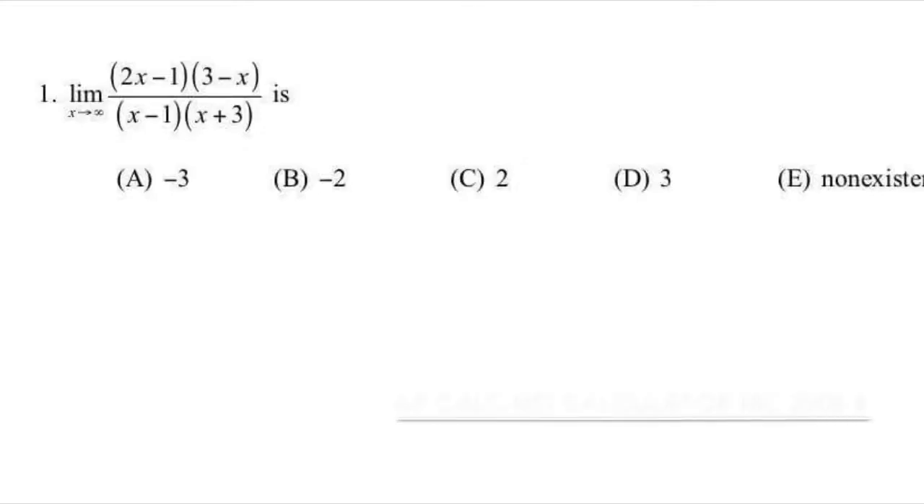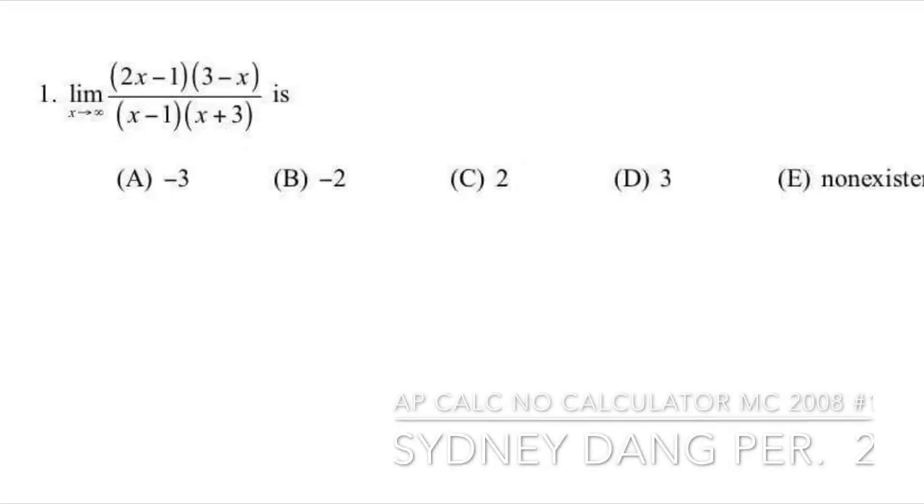So today we are doing the 2008 multiple choice question from the AP Calculus No Calculator question number 1. The question asks, the limit as x approaches infinity of (2x minus 1) times (3 minus x) all over (x minus 1) times (x plus 3). The answer choices are A, -3, B, -2, C, 2, D, 3, and E, non-existent.